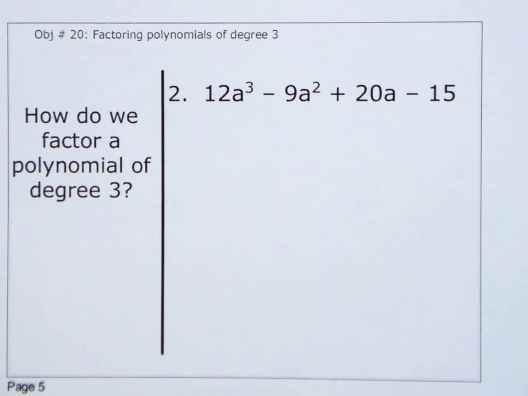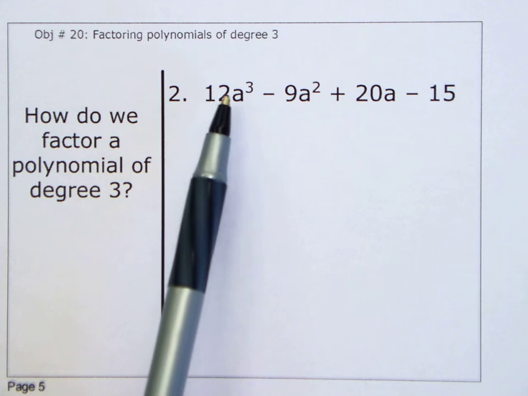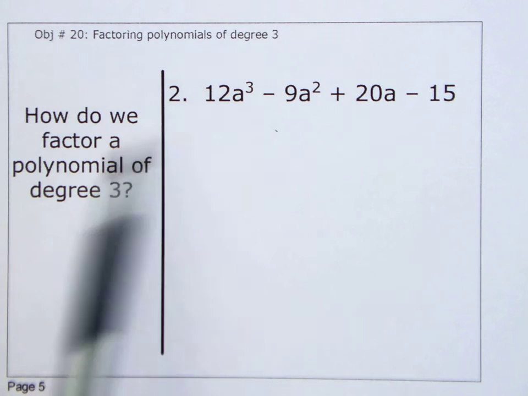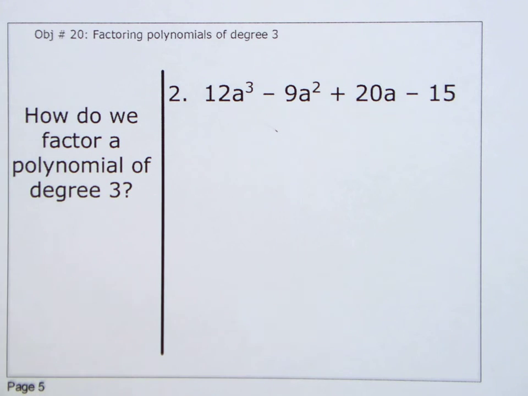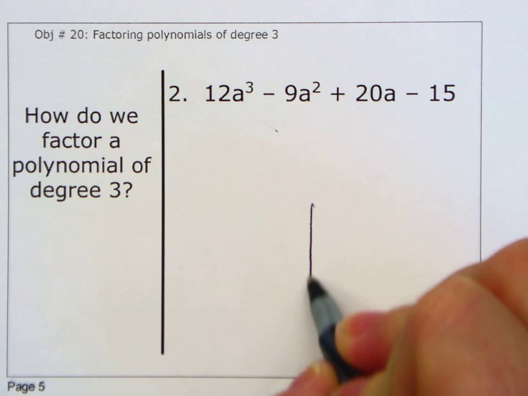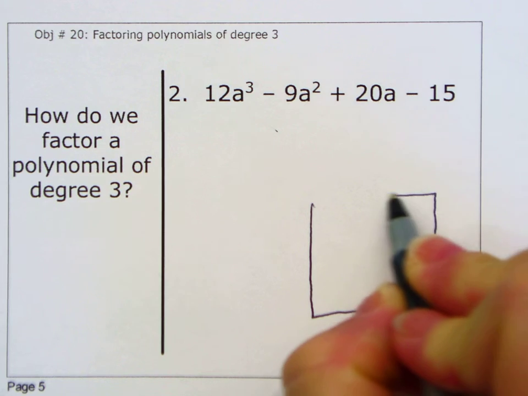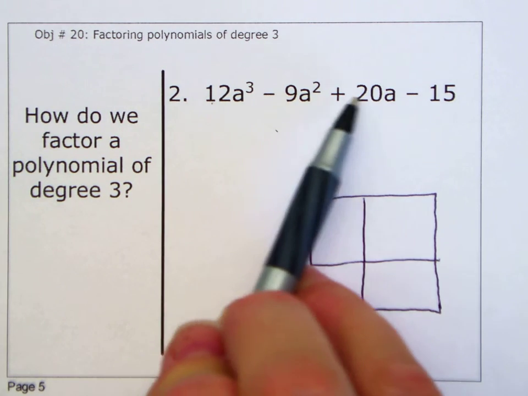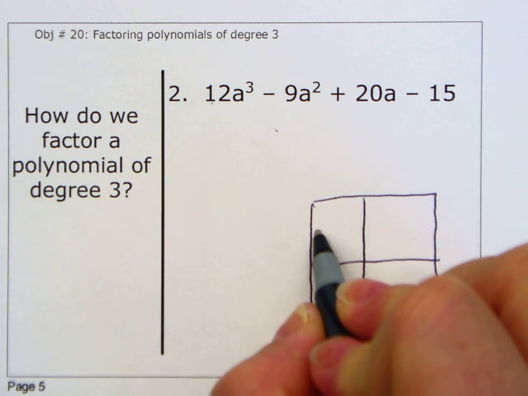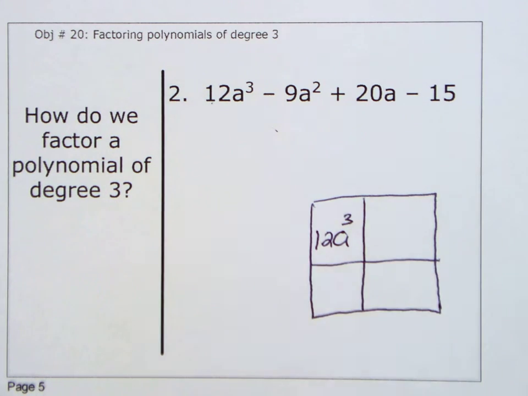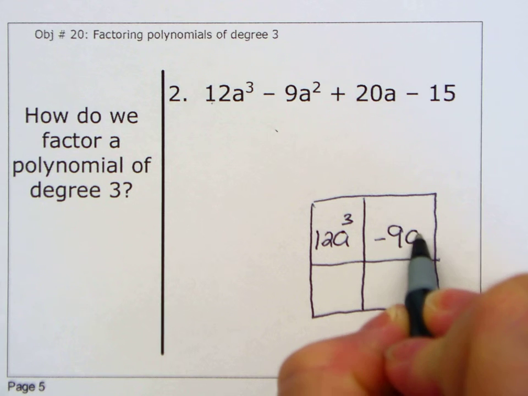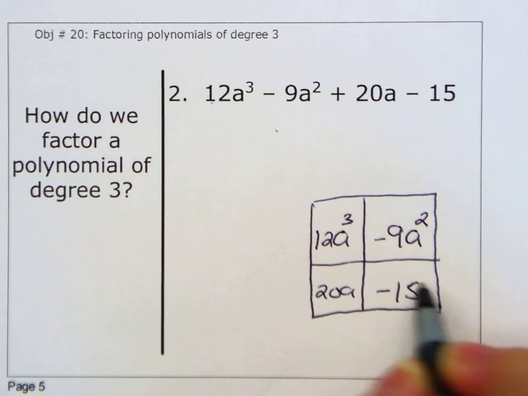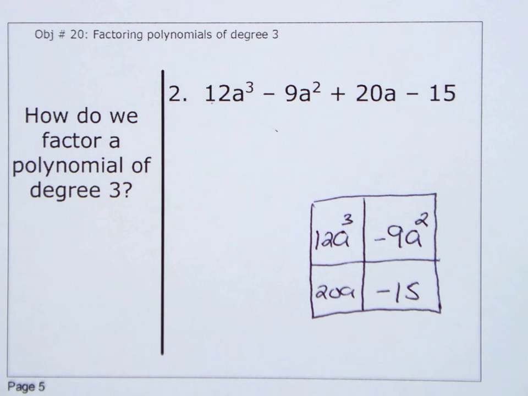Number 2. Again, how many terms does it have? 1, 2, 3, 4. Is there a GCF? Can we divide by anything? No, and that's really, really important. You can't do this if there's a GCF. So I make my 2 by 2 box, and again, it goes 1, 2, 3, 4. Order matters. 12a to the third, minus 9a squared, 20a, negative 15. Put everything in the box, and we're finding the GCF.